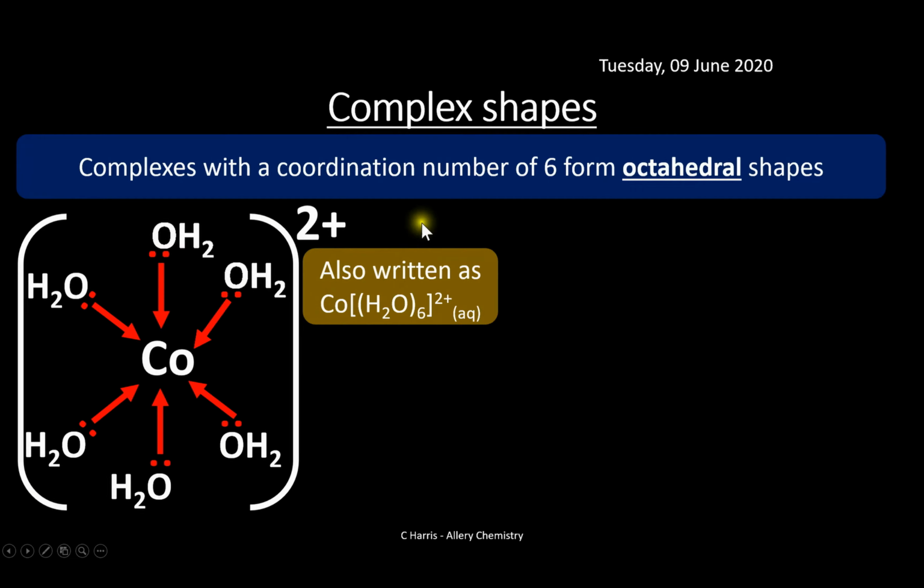Okay, so we can work this out. Actually, we'll quickly go through this. Water is neutral, it has no charge. So we've got 6 of these. You can have as many waters as you like, and that's not going to change the overall charge. So this charge is actually coming from the charge of the metal ion in the middle. So that must be 2+ in the middle there.